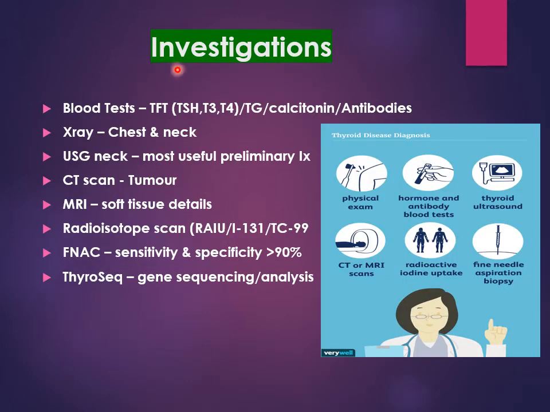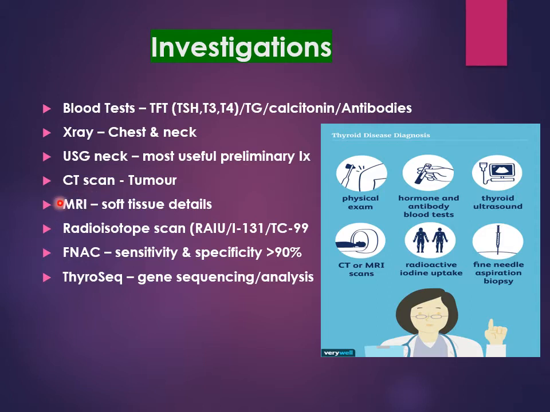Next we come to the investigations of thyroid disorders. First, blood tests, as I said, thyroid function tests, TFT, which includes TSH, T3 and T4. It also includes thyroglobulin levels, calcitonin levels, and if you suspect autoimmune thyroiditis, then autoantibody levels in the blood. Chest and neck X-ray must be done in these patients, especially with large tumors, large goiters.